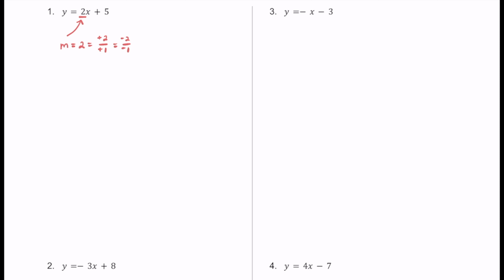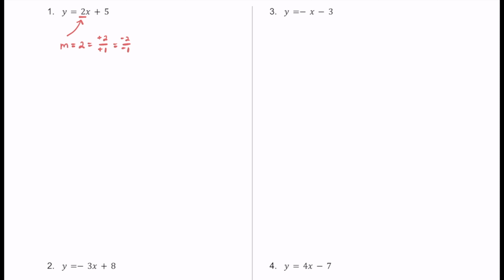Now if we take this negative 2 and plug it into this equation, we can find out the y value. So we have y is equal to 2 multiplied by negative 2 plus 5. And 2 times negative 2 is going to be negative 4. Then negative 4 plus 5, that's going to equal positive 1. So when x is negative 2, y is equal to positive 1. So we can put that right here.